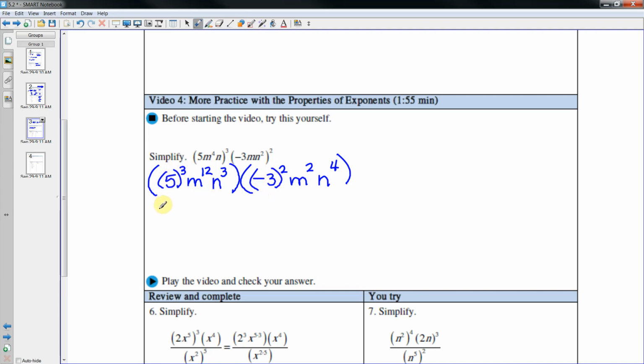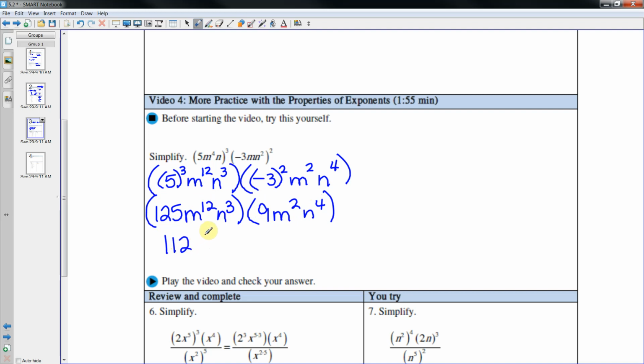So 5 times 5 times 5, that's 125, m to the 12, n cubed. Let's do that. And then negative 3 squared is negative 3 times negative 3, which would be 9, m squared n to the fourth. Now I can do the multiplying. So first I'm going to take 125 times my 9. That's going to give me 1125.